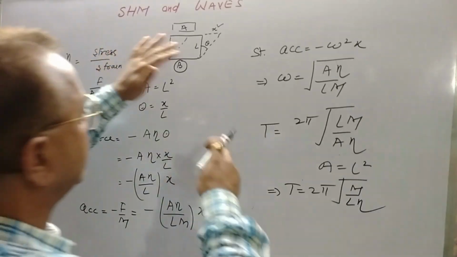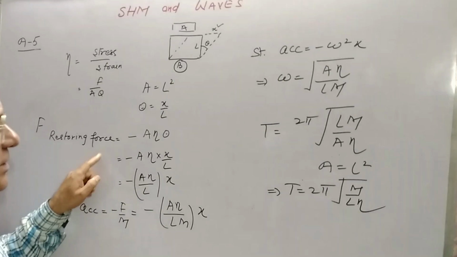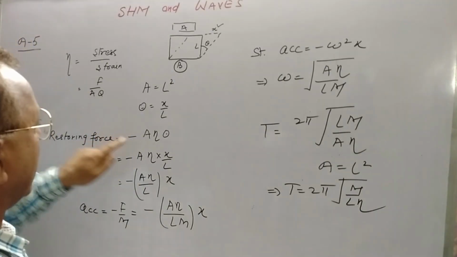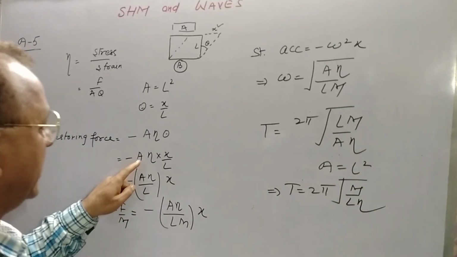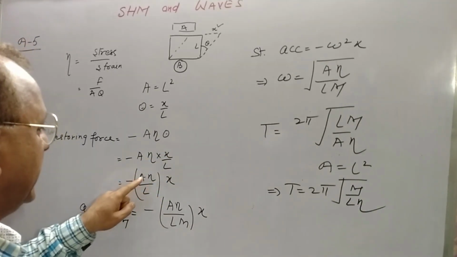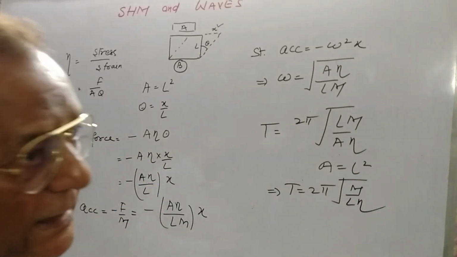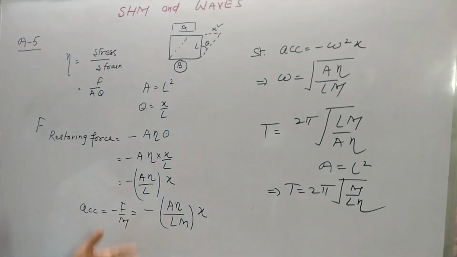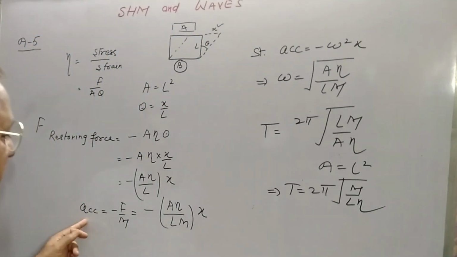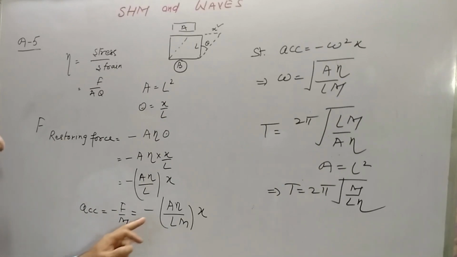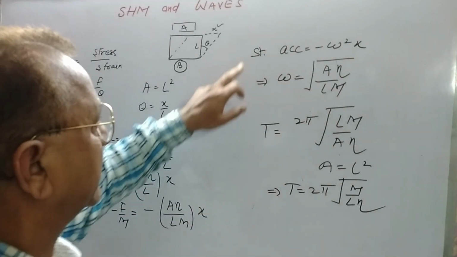Now due to this, when you leave this, there will be a restoring force. F is equal to restoring force is equal to minus of A eta into theta, that is A eta into x by L, A eta by L into x. Now force is directly proportional to displacement. Therefore this is SHM and the upper block will undergo SHM. Acceleration will be given by minus F by M is equal to minus A eta by LM into x.